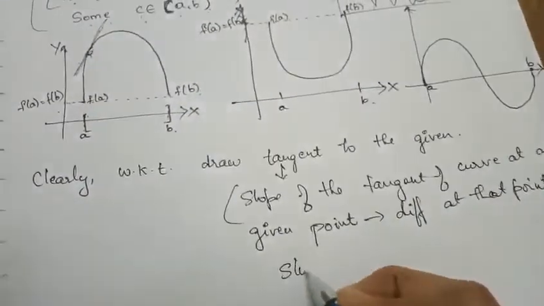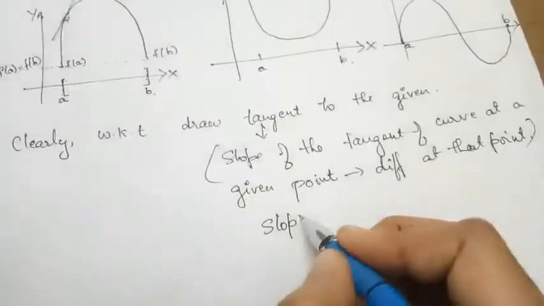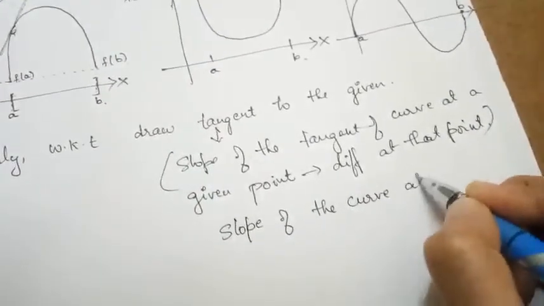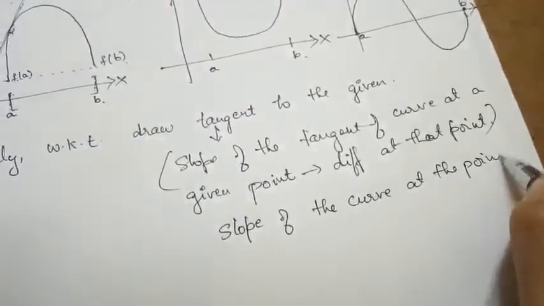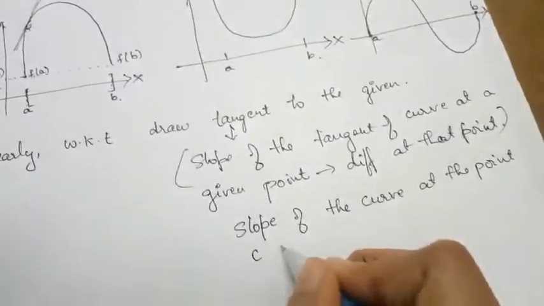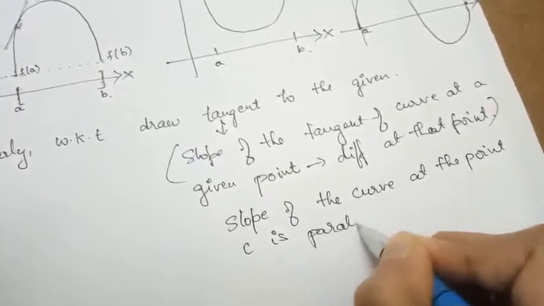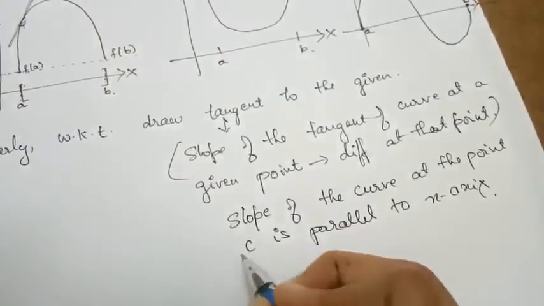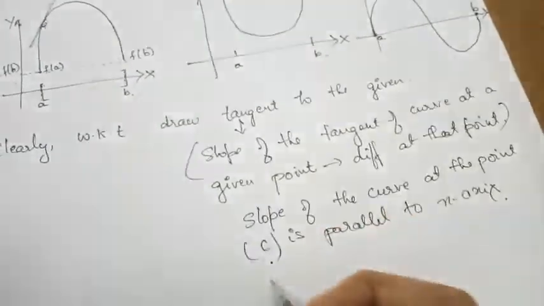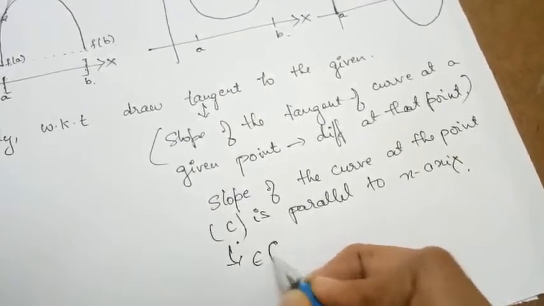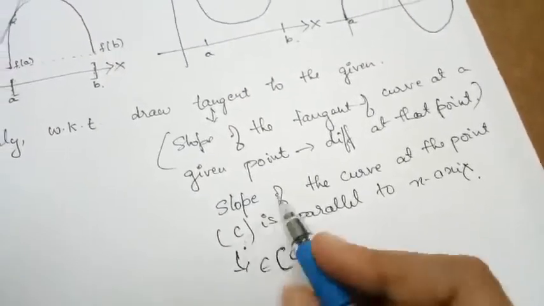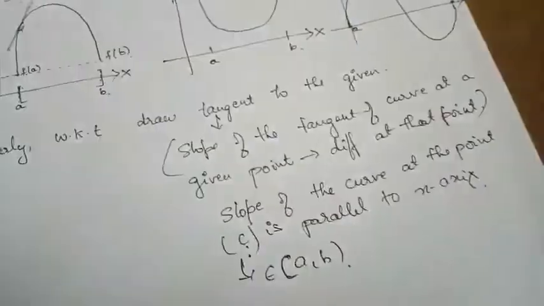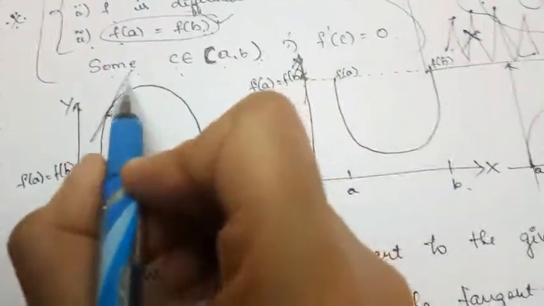So f dash of C is equal to 0 implies that the slope of the curve at the point C is parallel to the x-axis. So there exists some point, say C, which is belonging to the open interval A comma B such that at this point the slope of the curve, or the tangent drawn to the curve, is parallel to the x-axis. Obviously there exists such a point.